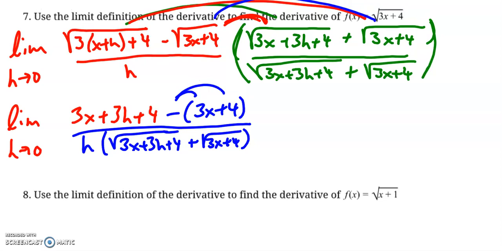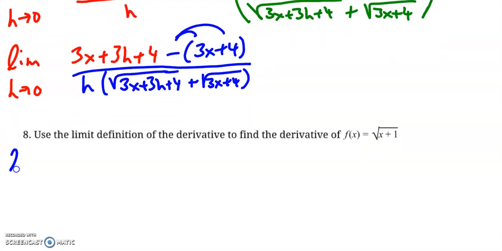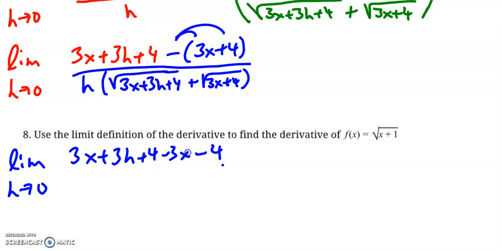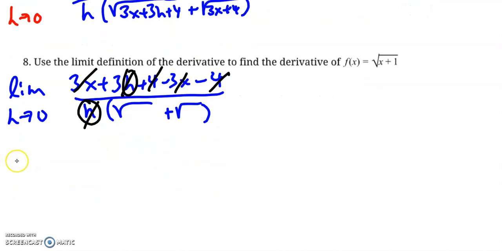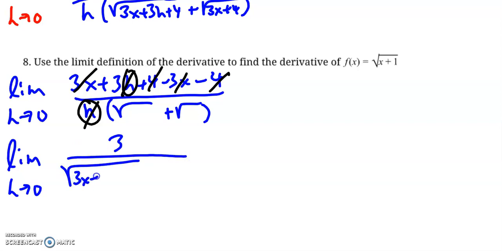Okay, just like before, simplify. So if you simplify here, I'll go ahead and distribute through. And again, I'm taking some extra space with these. But hopefully you see already that the 3x's and the 4's are going to cancel. I'm just going to write it like this, because I know that's what it is. But 3x's cancel, the 4's cancel, and then hopefully you even see this h is going to cancel there. So now I'm going to have the limit as h approaches 0, it's going to be simply 3 in the numerator and then my conjugate in the denominator.